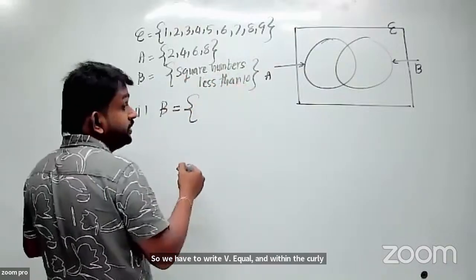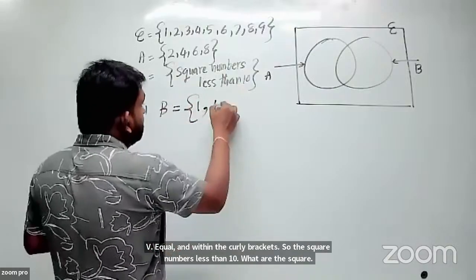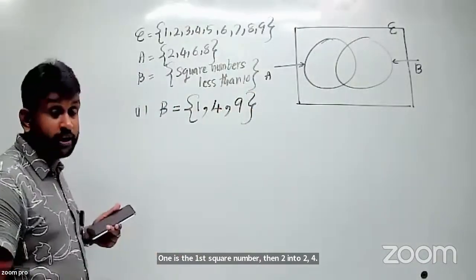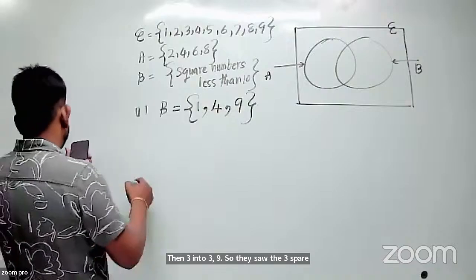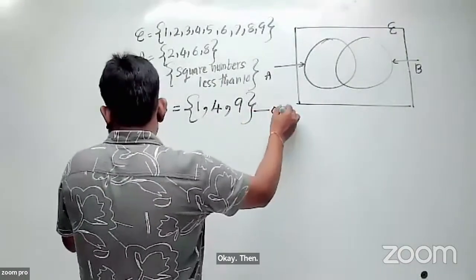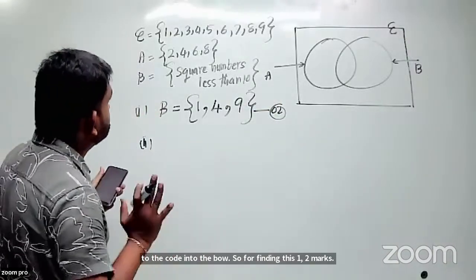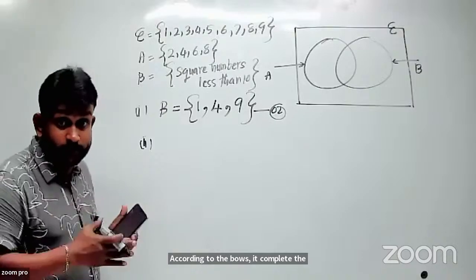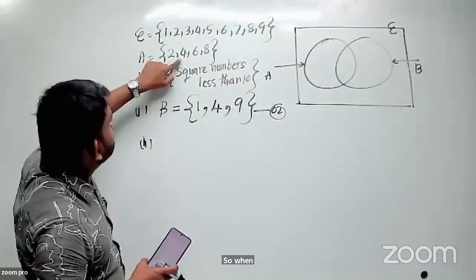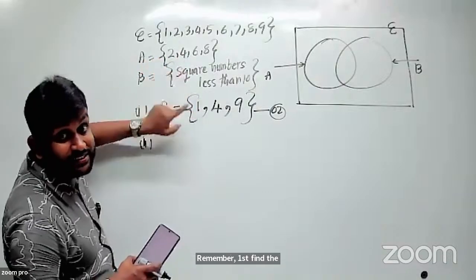What are the square numbers? 1 is the first square number. Then 2 into 2, 4. Then 3 into 3, 9. So these are the 3 square numbers: 1, 4, 9. Okay, then part 2, for 2 marks. According to the above sets, complete the following Venn diagram. So this is how you complete the Venn diagram. When sets A and B are there, remember first find the intersection of these two sets.